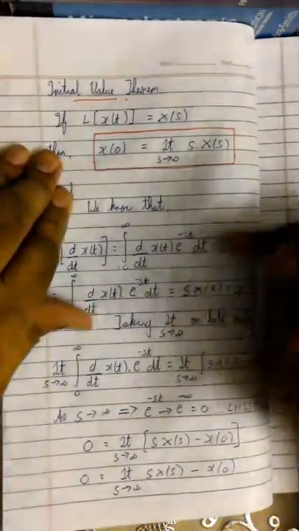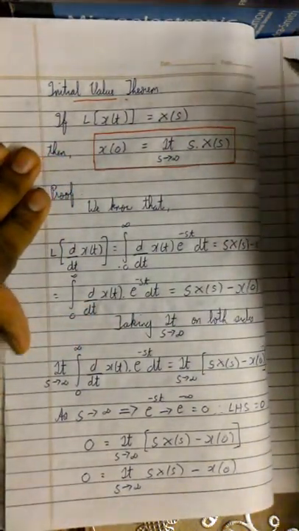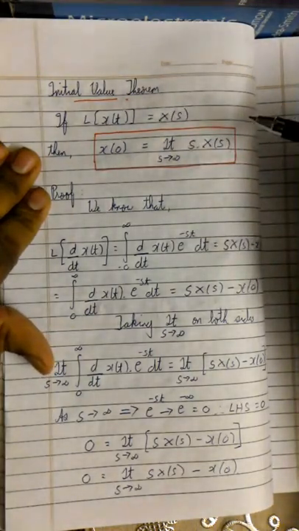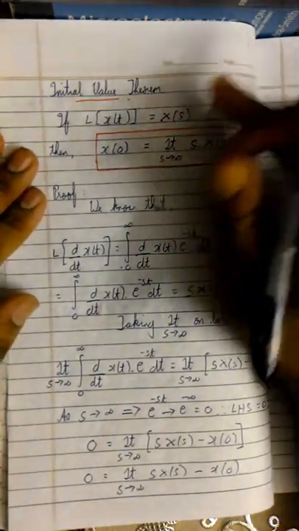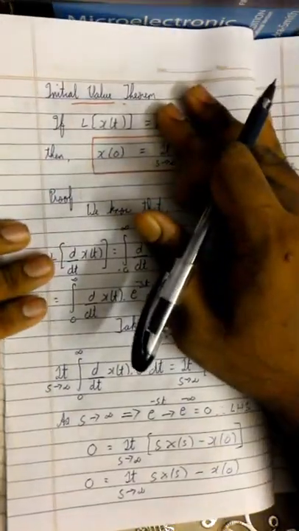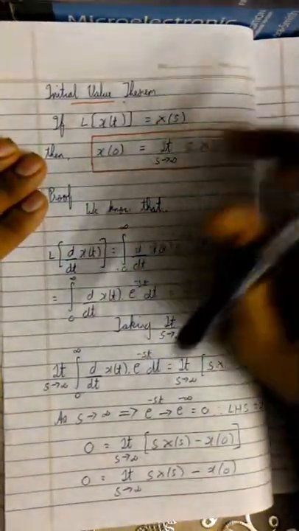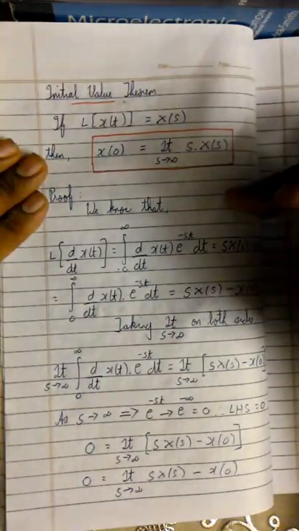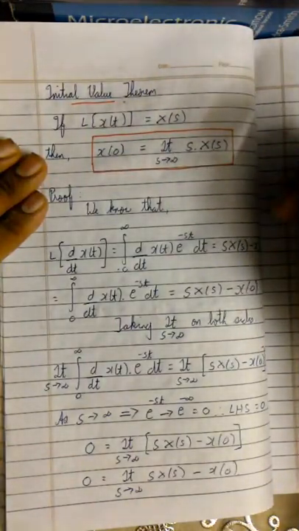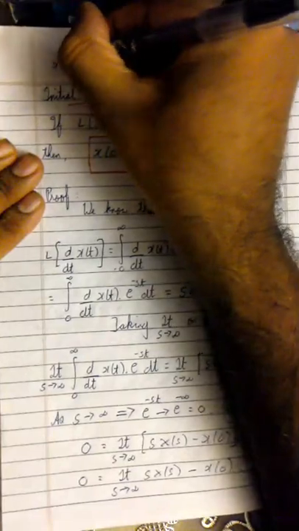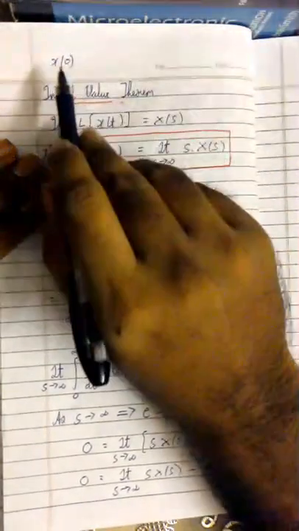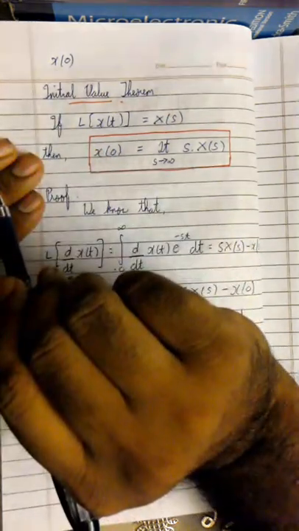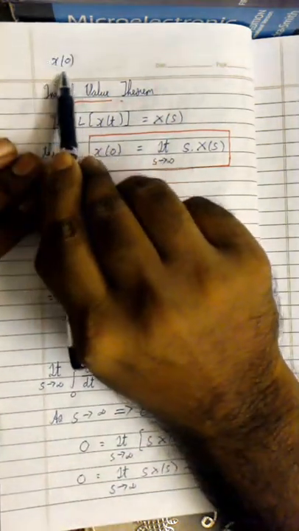Here in this video you are going to learn about the initial value theorem and final value theorem of Laplace transform. Initial value theorem means the starting value of x of t. Here we are assuming that x of t is a causal signal, which means x of t is a right-sided signal. The first value of x of t is x of 0. This is called the initial value.